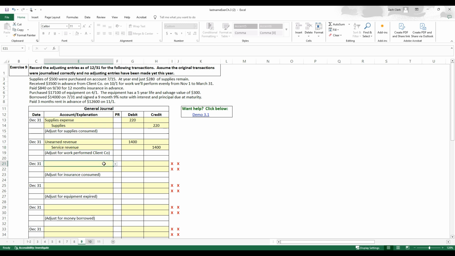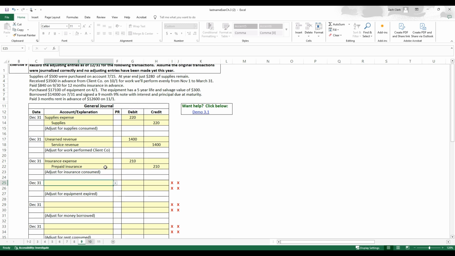Yeah. Okay. And then we paid $840 on 9/30 for 12 months insurance in advance. So we paid at the end of September, so that doesn't count. But we've got October, November, December, so 3 months used up. So we're going to do insurance expense and reduce prepaid insurance. Let's do our formulas here. So we've got 840 representing 12 months, so divided by 12 would be per month. But here we've got 3 months used, October, November, December, by the end of December 31st.